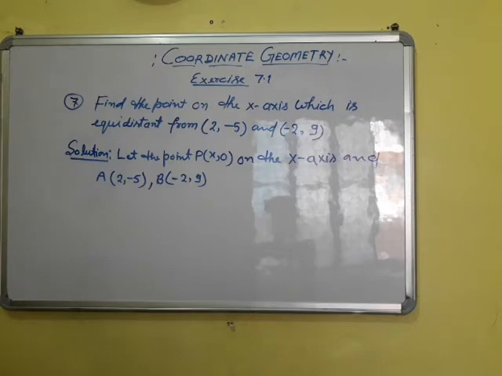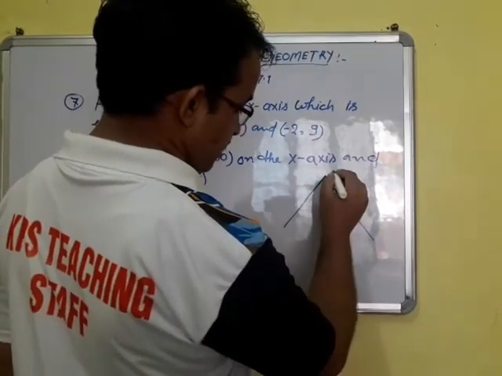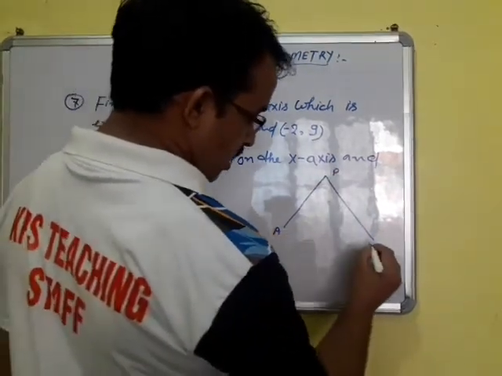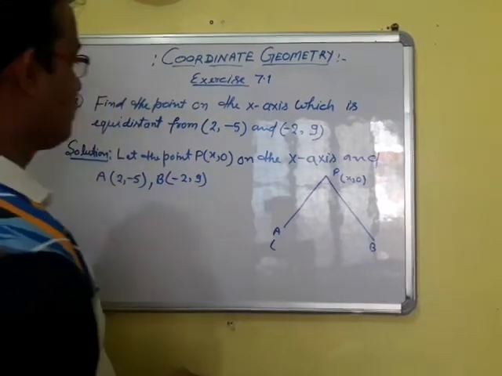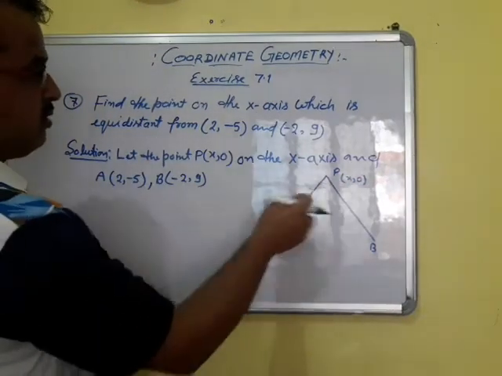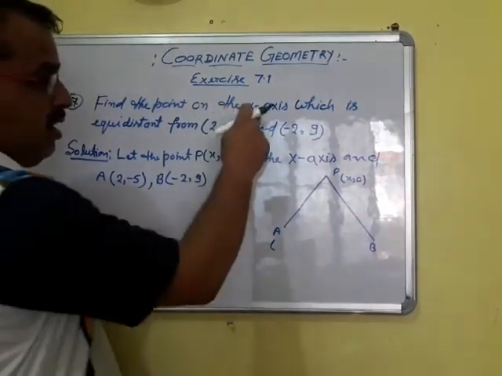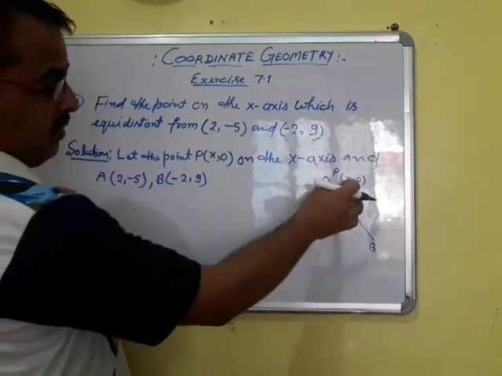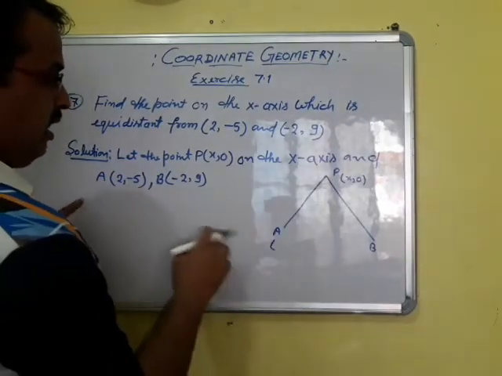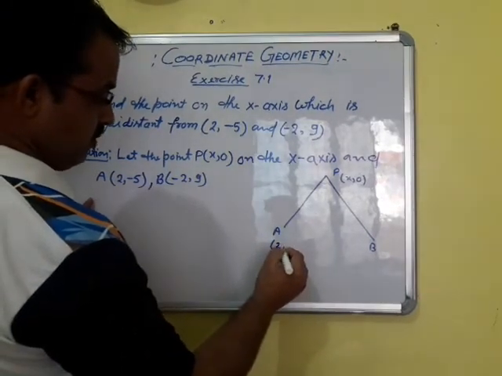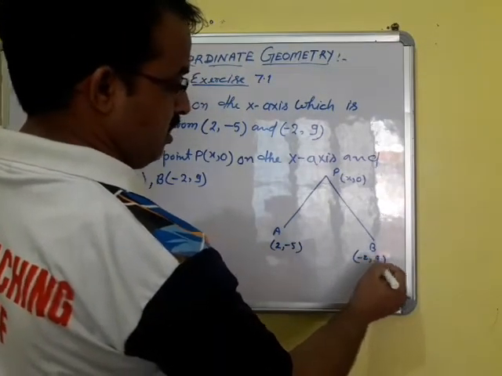Now look at this. This point is P, and these are points A and B. This one shows (x, 0), and it lies on the x-axis. So (x, 0) is for the x-axis. The question could also be on the y-axis, so we would get (0, y) there. Clear? Now here A's coordinates are 2 and -5, and B's coordinates are given as -2 and 9. Clear?